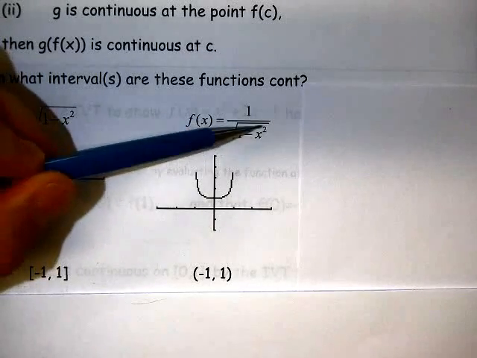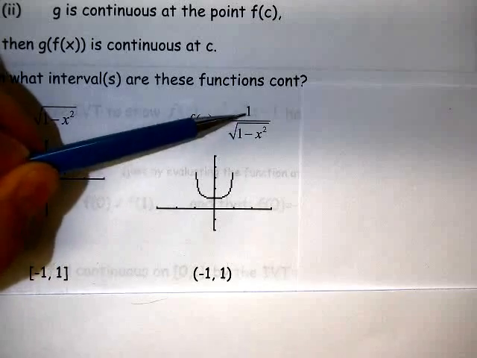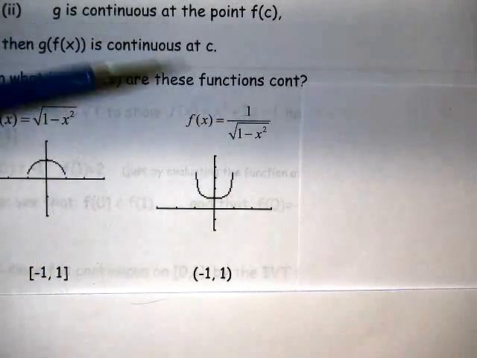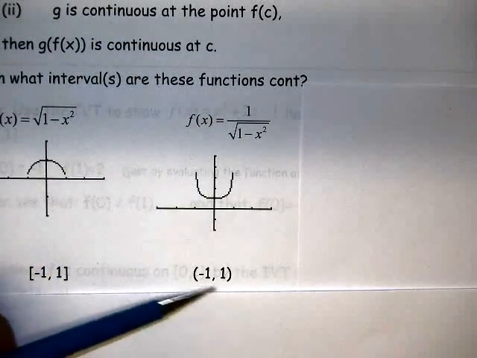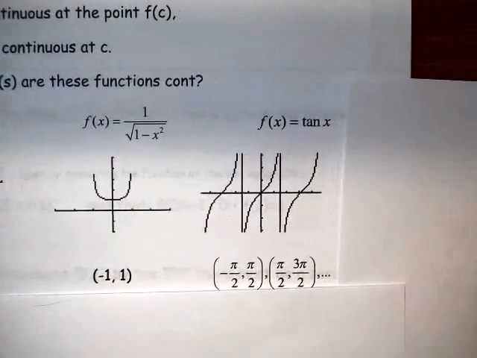But in this case, we get a 0 here, which is the denominator. So we get a 0 in the denominator, which makes it not defined, and therefore it's only continuous here on the open interval from -1 to 1.